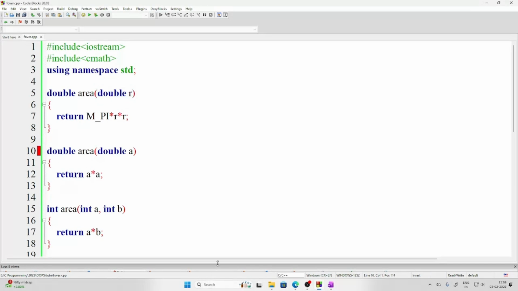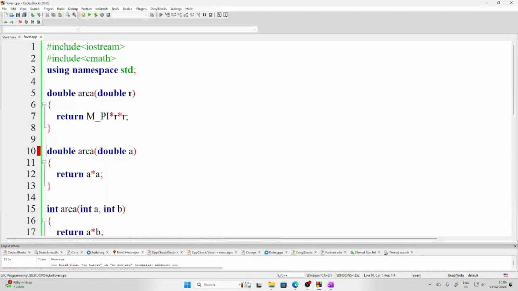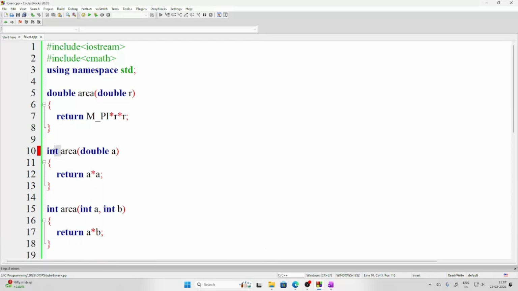So if I run it now, it will throw an error. And what is the error? Look here. It says redefinition of double. So you are trying to redefine double. Now you must be thinking, okay, let us write it int. Will it work? No, because the overloading is always with respect to the arguments. So if I run it again, it will say the same problem. So now remember that overloading is always done with respect to the arguments.